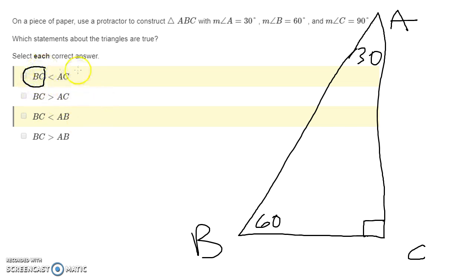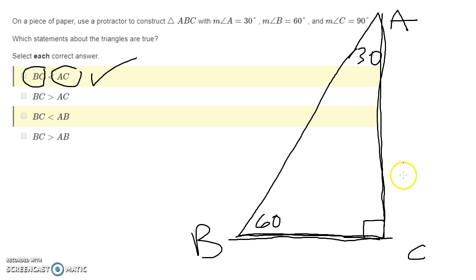So is BC smaller than AC? Is BC on the bottom smaller than AC? You can see visually that it is smaller, so that's why this one's true. And you might really need a protractor to draw this particular one, so we can handle this in class. Is BC bigger than AC? So that's BC again on the bottom. Is that bigger than AC, the one down the side? No, it's not, so not this one.